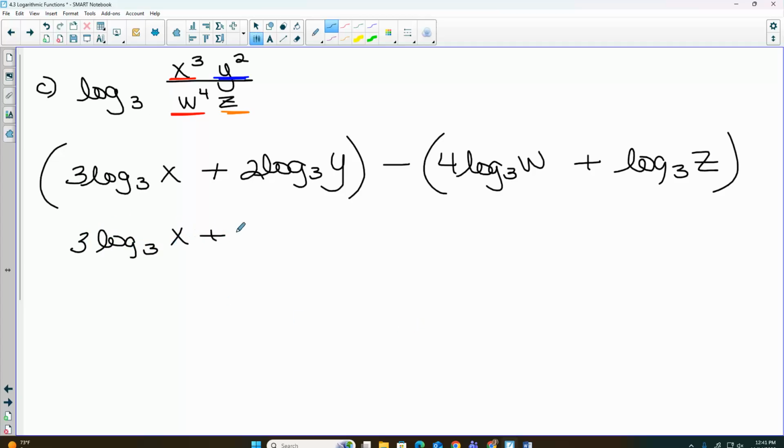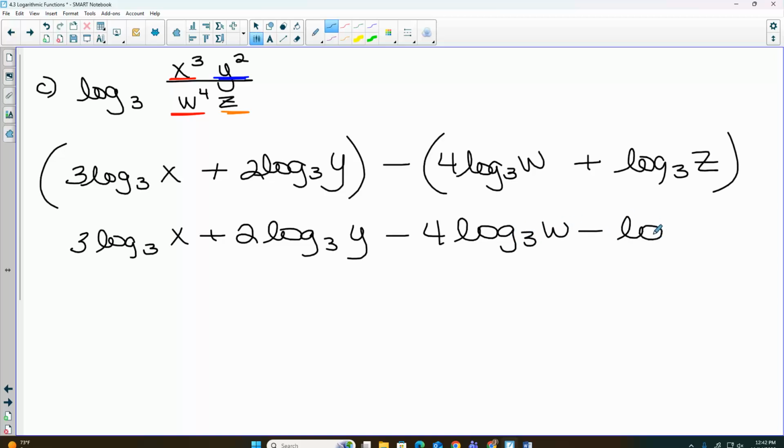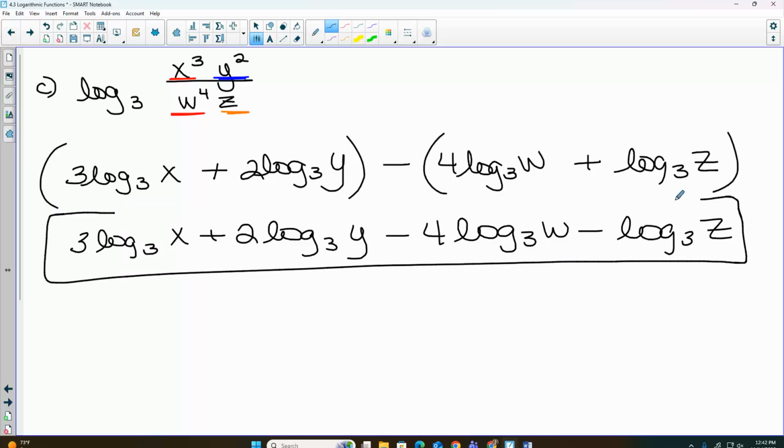So if you distribute that negative, it's just minus 4 log base 3 of w minus log base 3 of z. So essentially, anything that was in the numerator has a plus. Anything that came from the denominator has a minus. Okay, think about it. The denominator is like a negative exponent. So if you have multiple things on your denominator, you'll just subtract each of those logs. Okay, I want you guys to try another one.